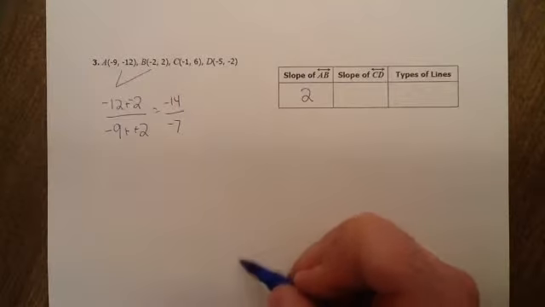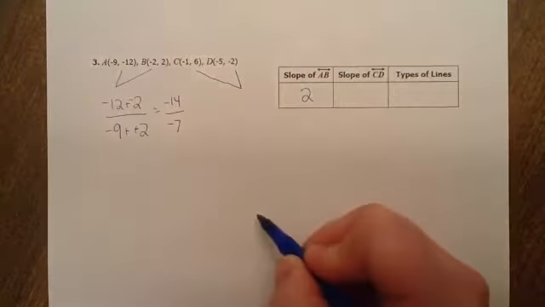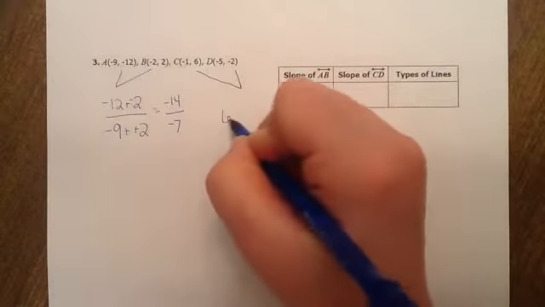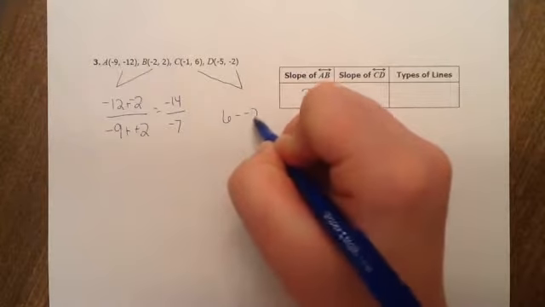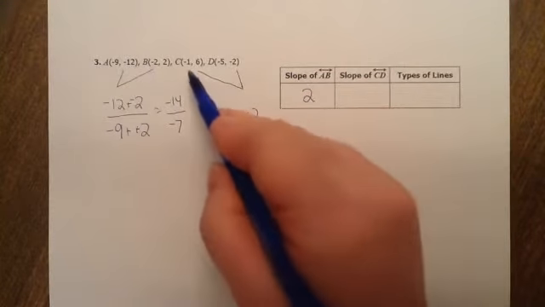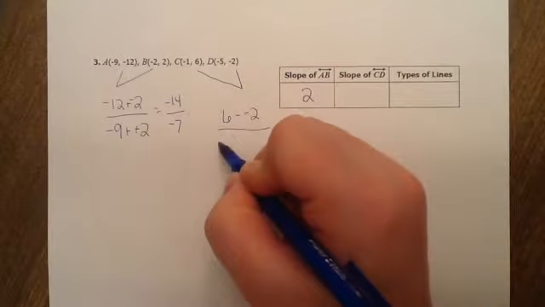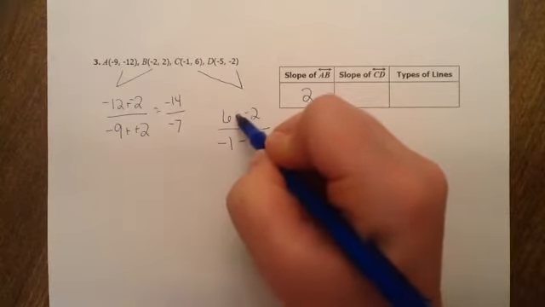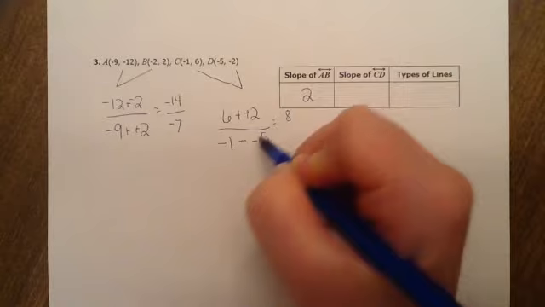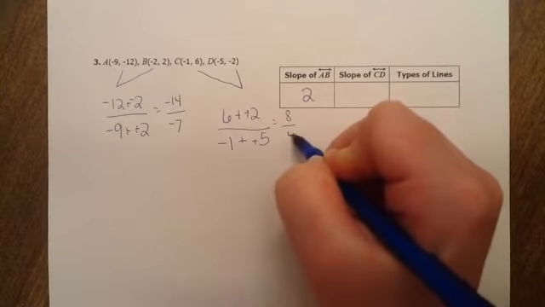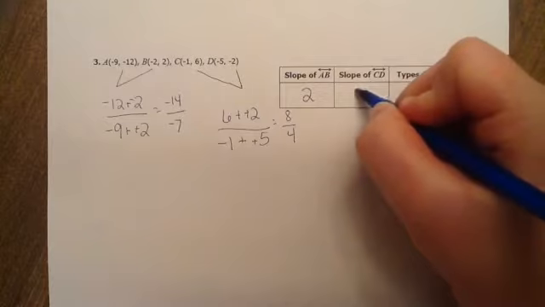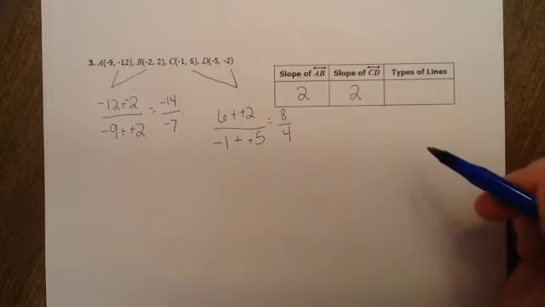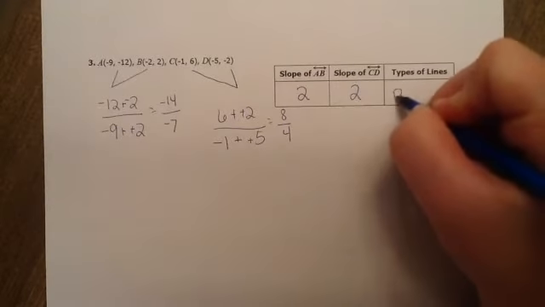What did you have to do next? Find the slope of CD. Subtract the y's first. 6 minus negative 2. And on bottom, subtract the x's. Negative 1 minus negative 5. We get 8 over 4. 8 over 4 is 2. The slopes are the same. Our lines must be parallel.